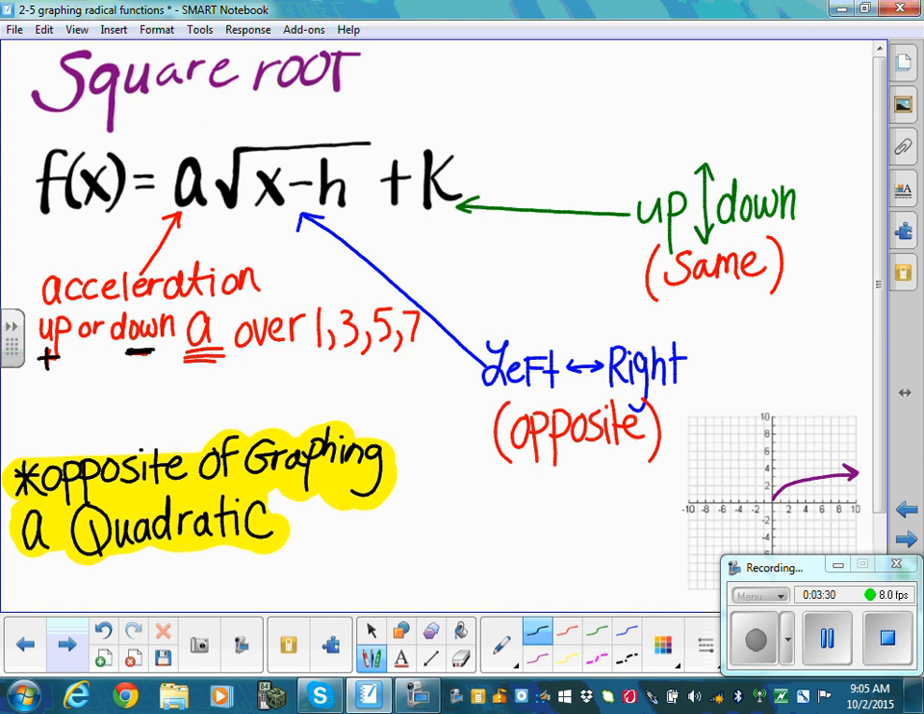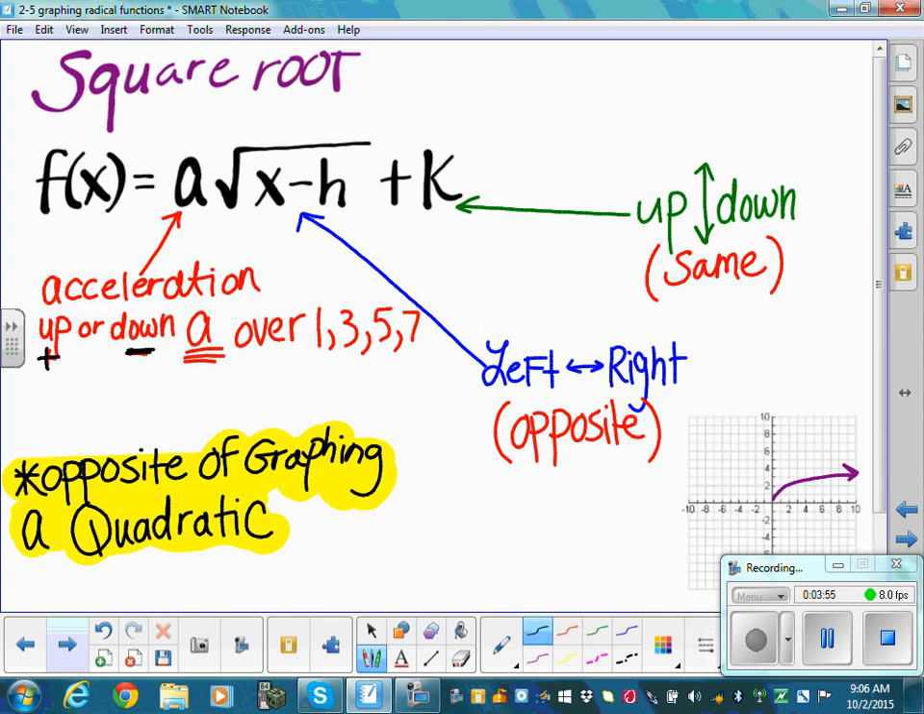Now back to a. A is our acceleration. We are going to have an acceleration again. Now yesterday you learned that it's not an acceleration, it's a slope, right? With absolute value functions. But today we're back to accelerations. So we learned how to do accelerations with quadratics, but today we're just going to do the opposite. So you've got to just kind of memorize that. Since we're dealing with square root functions, you do the opposite of graphing a quadratic.